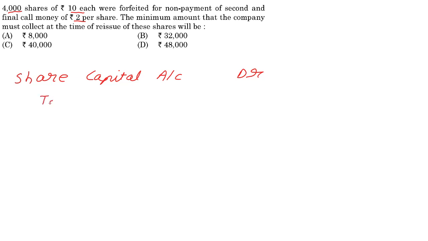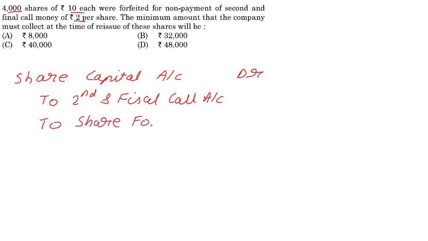We will then be crediting the call, whichever call that is. So in this case, we are talking about the second and final call account. And we will also be crediting the share forfeiture account. Share capital account will be the number of shares into the called up value.